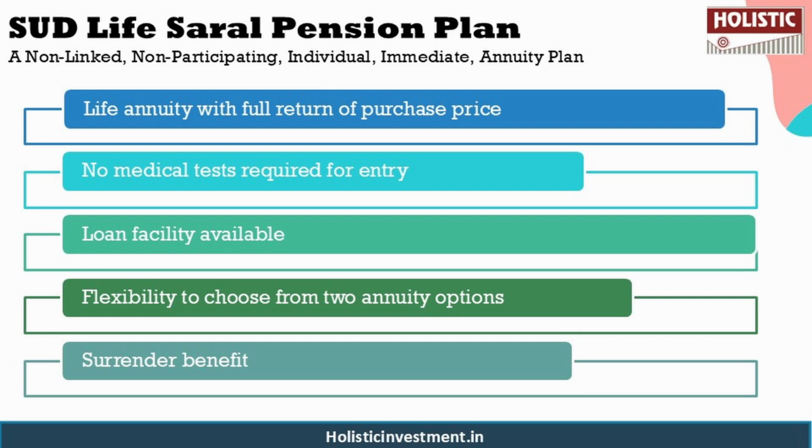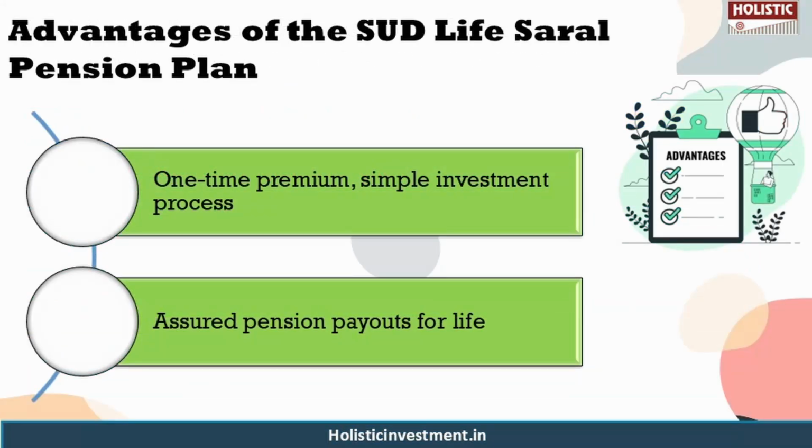Surrender benefit is offered on the diagnosis of 20 specified critical illnesses as well. And there are benefits like death benefit, maturity benefit and survival benefit, which will differ based on the plan options you have opted for. And there are advantages like one-time premium, simple investment process and assured pension payouts for life.